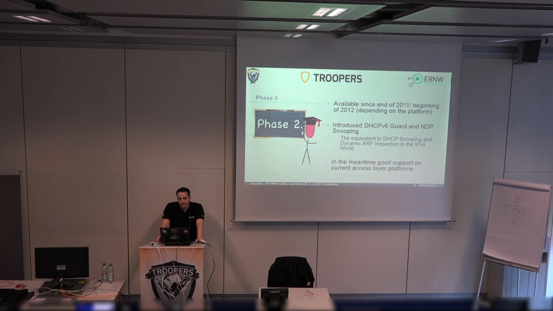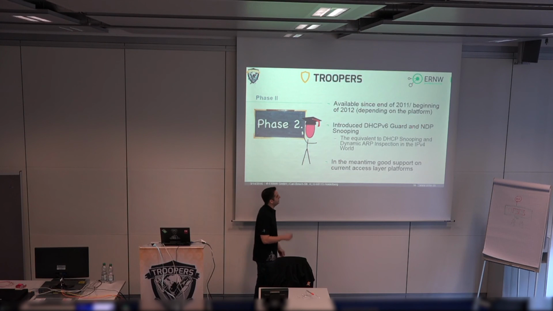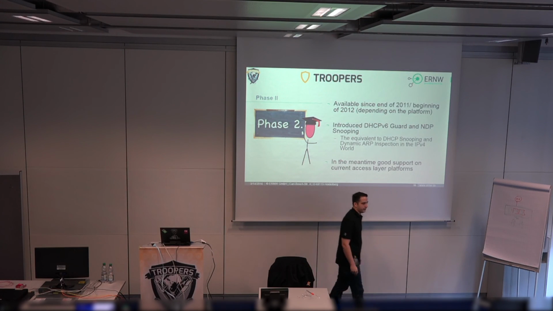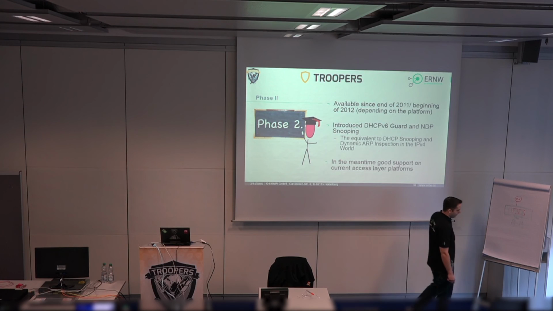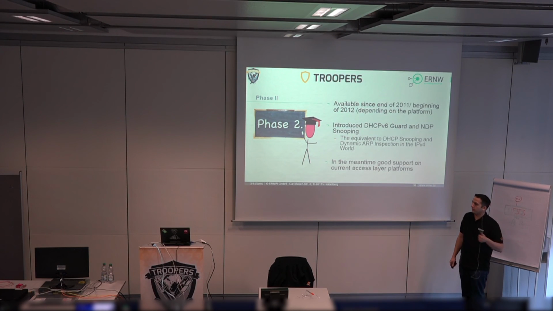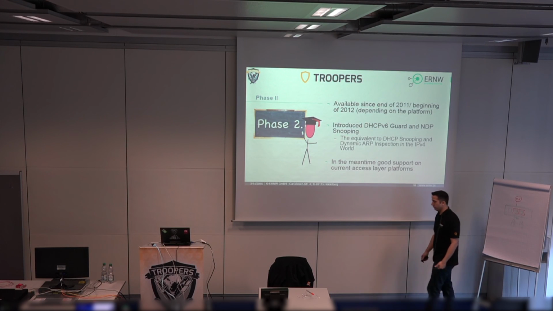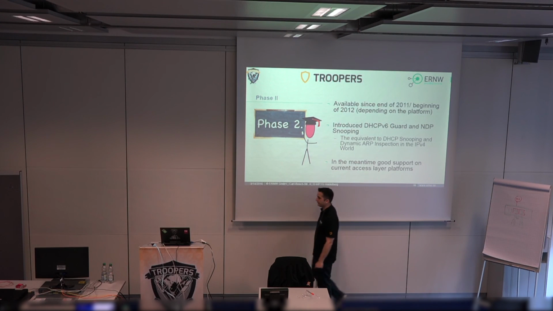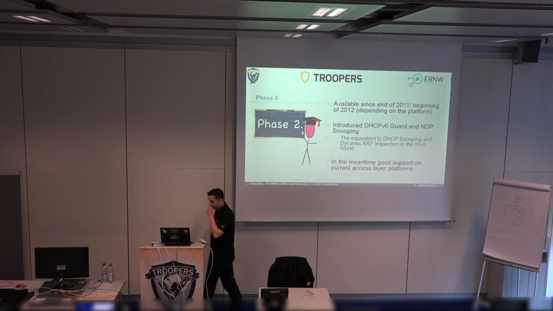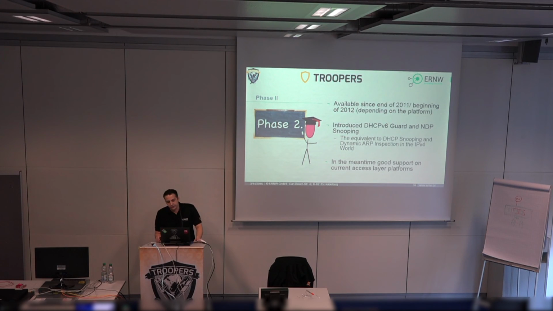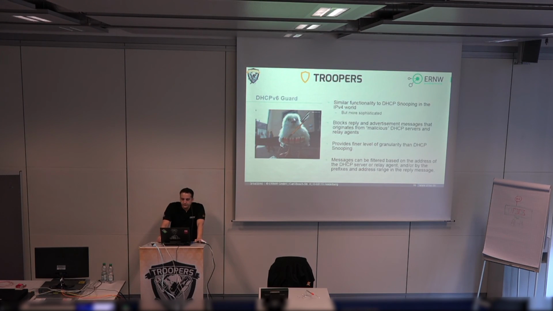So then we had phase 2, where Cisco implemented DHCPv6 Guard and NDP snooping. NDP snooping is the equivalent to DHCP snooping and dynamic ARP inspection in the IPv4 world, so that you can prevent the problems with rogue DHCPv6 servers and neighbor spoofing in the IPv6 world. Implemented since 2012, now 4 years ago.